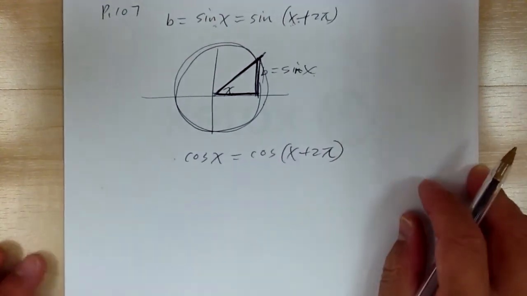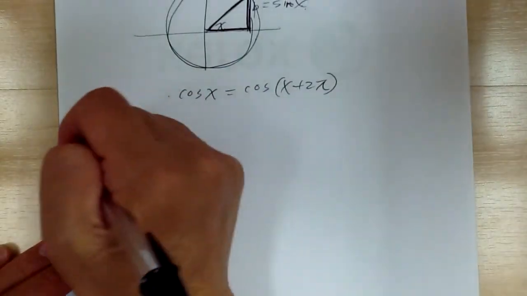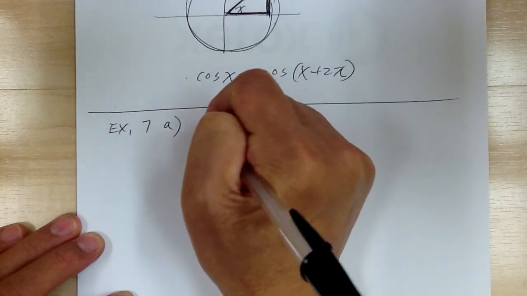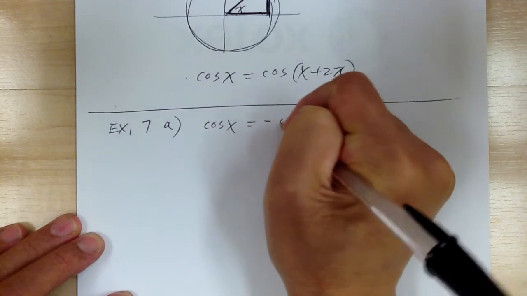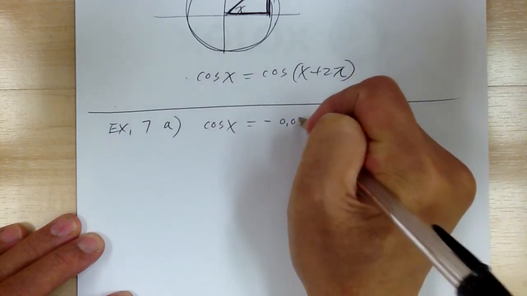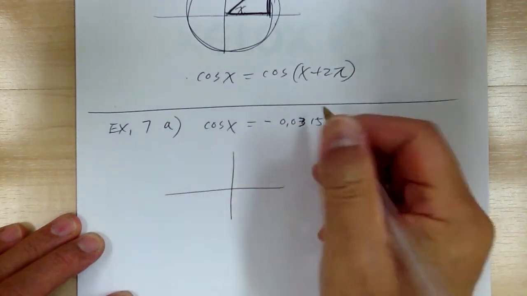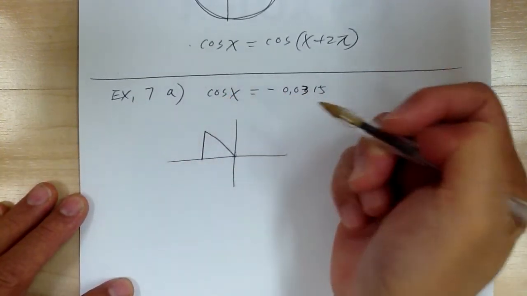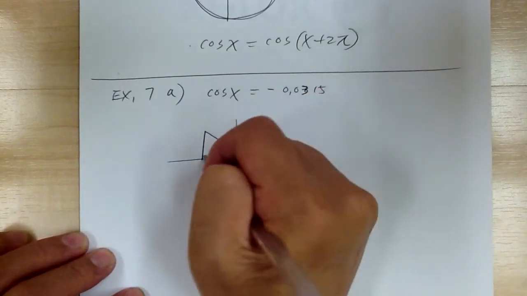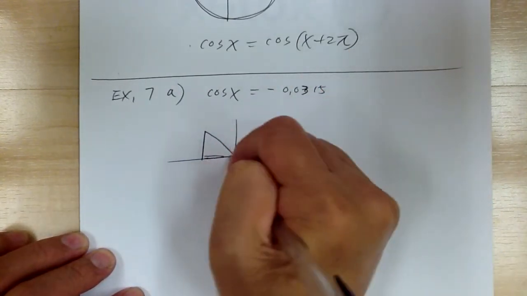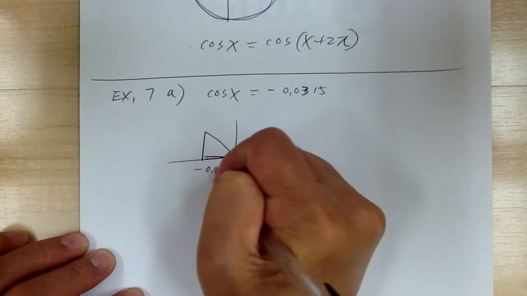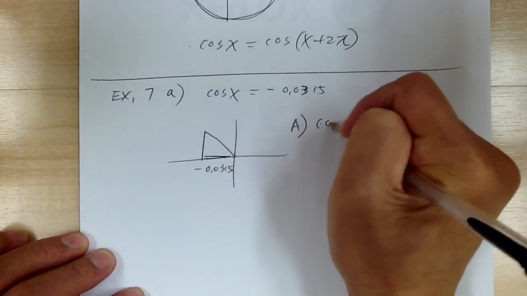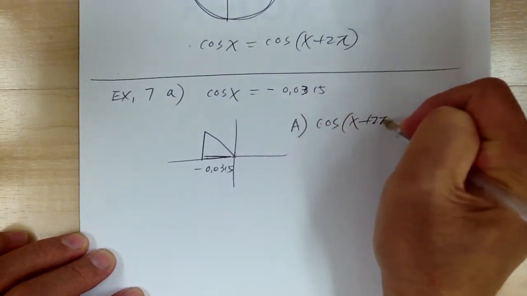Okay, so let's go over example 7. Example 7a says if cosine of x equals -0.0315. You don't have to know exactly where that is; you can just draw it so you have something to look at. Cosine is negative, so let's imagine that. That's cosine of x, which is -0.0315. For part A, you have cosine of x plus 2 pi.